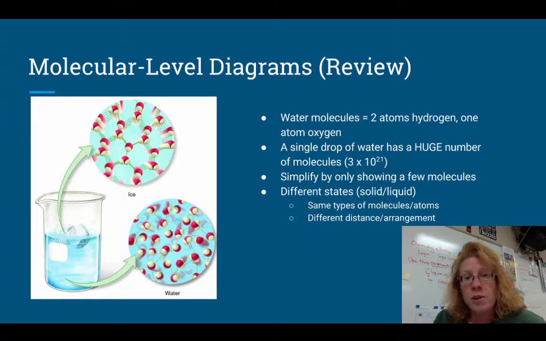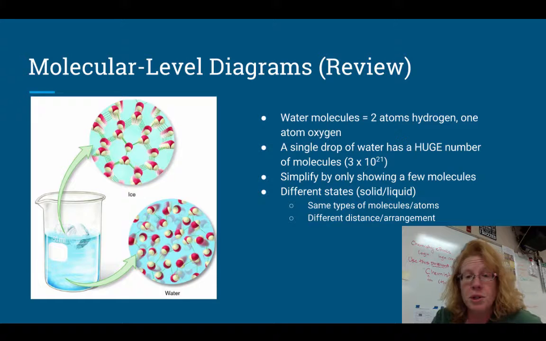Anyway, when we're trying to draw a molecular level diagram, obviously we couldn't draw that many, so we just draw a few. Each of those diagrams on this picture only has maybe 20, if that, molecules present, when in reality there are 3 with 21 zeros after it. So we're really, really oversimplifying when we do these molecular level diagrams.